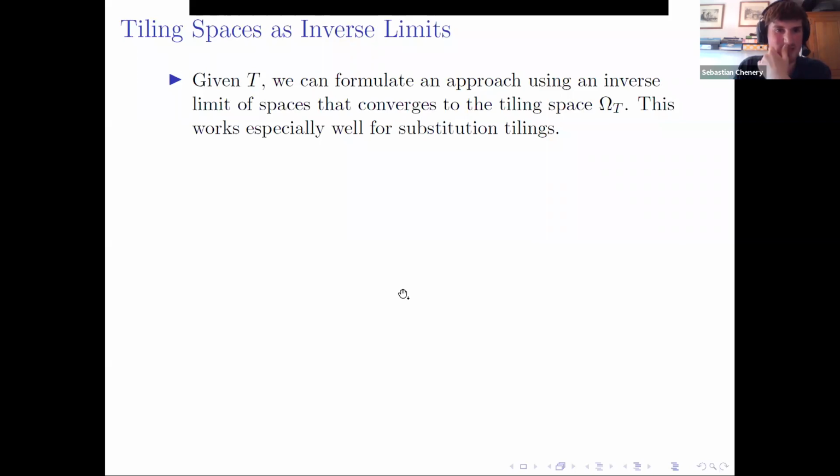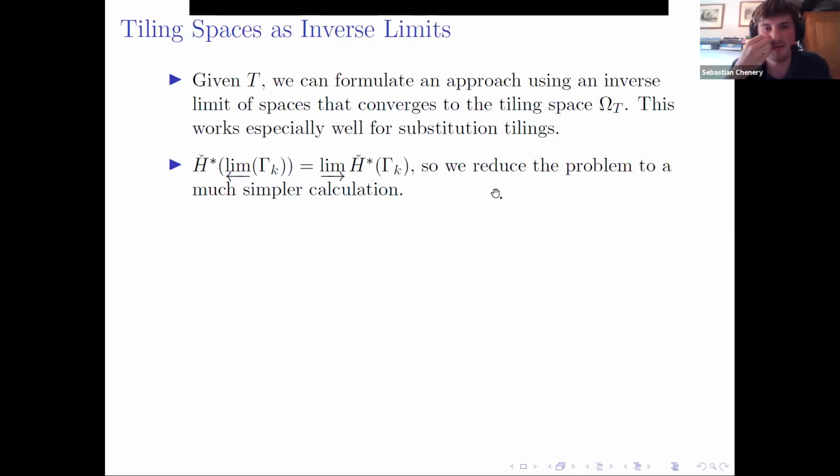So, tilings as inverse limits. Given a tiling T, we can see intuitively how it might be built as an inverse limit. If you start with your single tile at the origin, and then you look at the layer of tiles that are immediately neighboring that, and then the next layer and the next layer and the next layer, you have an inverse limit.